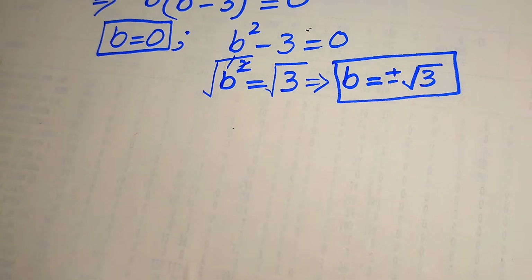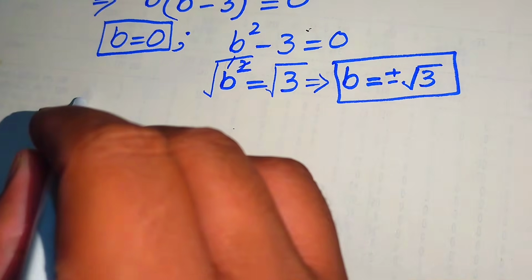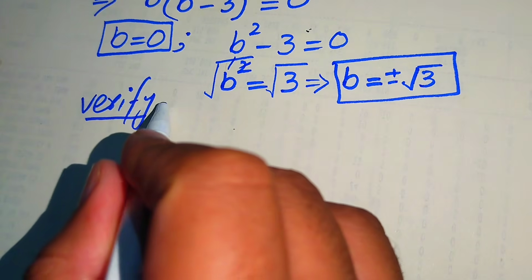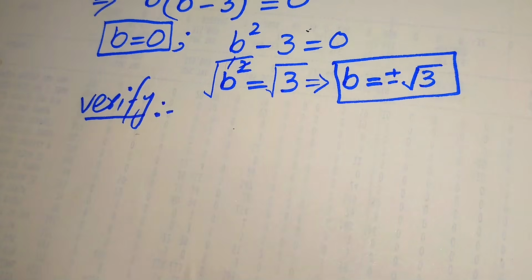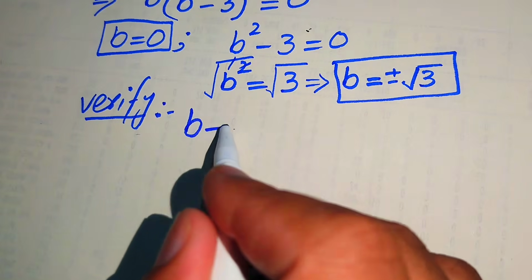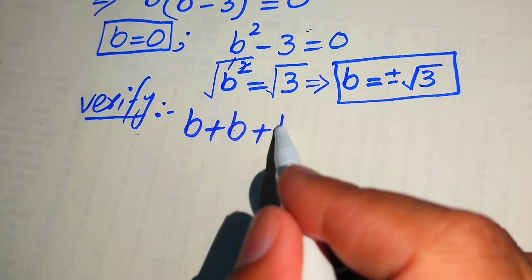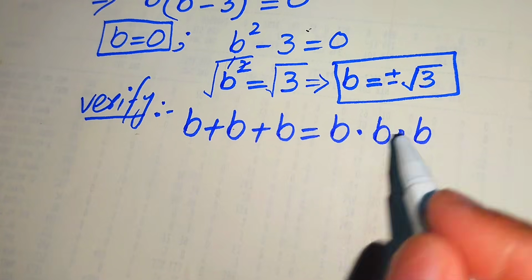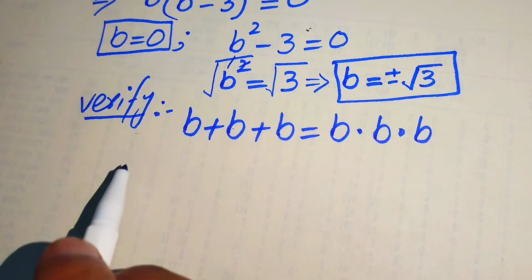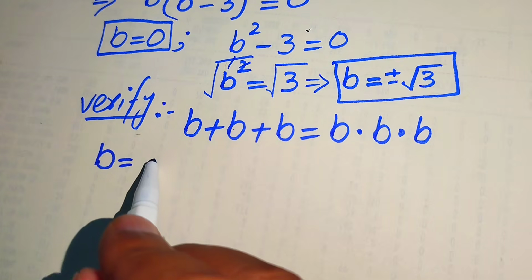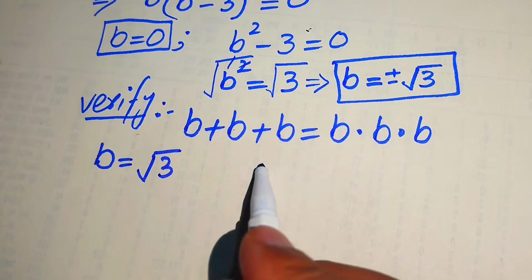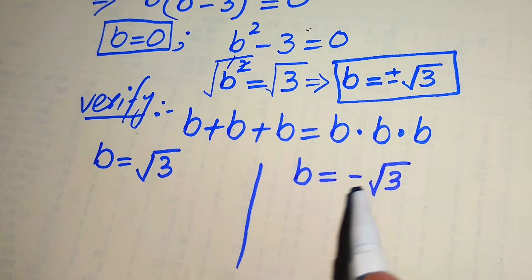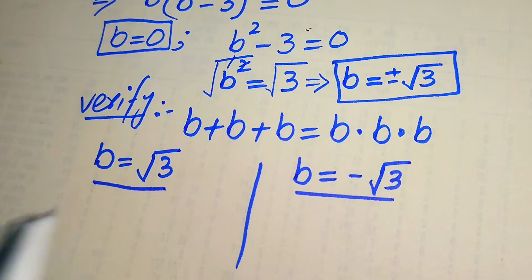And now in the next steps we need to verify whether these roots are solutions, or whether they are extraneous roots. So for verification we need to copy down the given question statement. Here it is: b plus b plus b is equal to b multiplied by b multiplied by b. And on this side we will verify b equals plus square root of 3, and on this side we will verify b equals minus square root of 3.